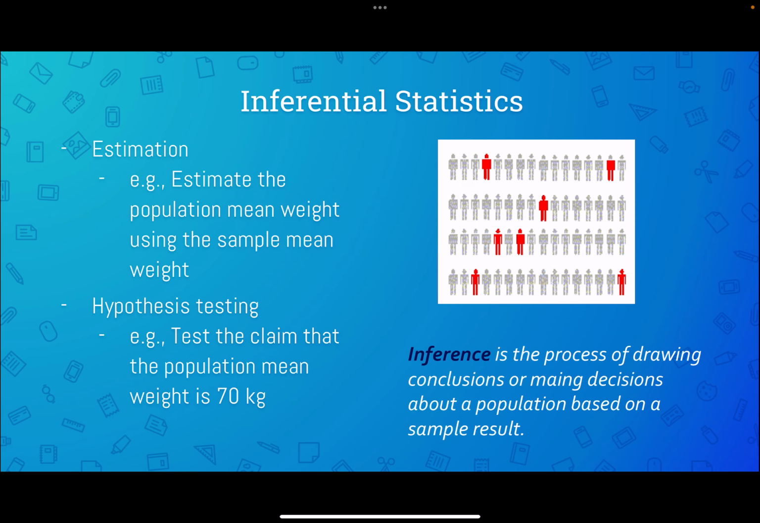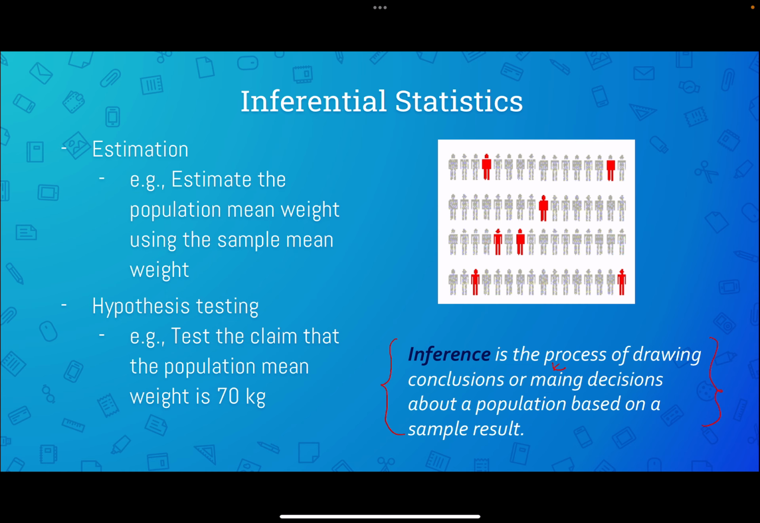Inferential statistics is very important because it is the process of drawing conclusions or making decisions on a population based on a sample's results. Most of the time, going over all the population is very expensive and very time consuming. So we're doing our best to make a decision based on a good sample.